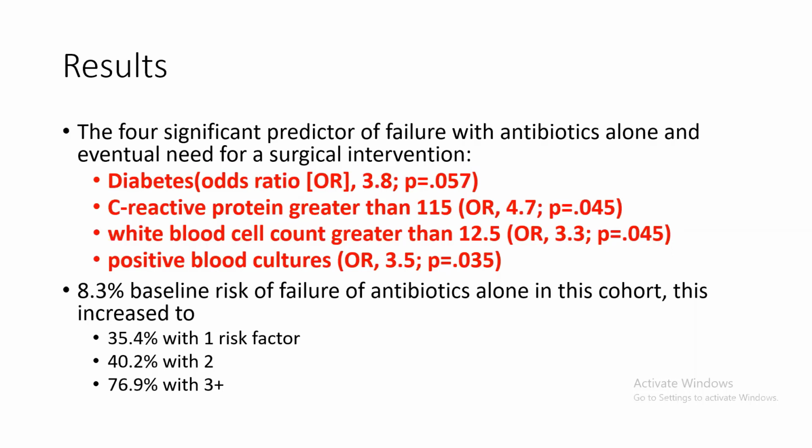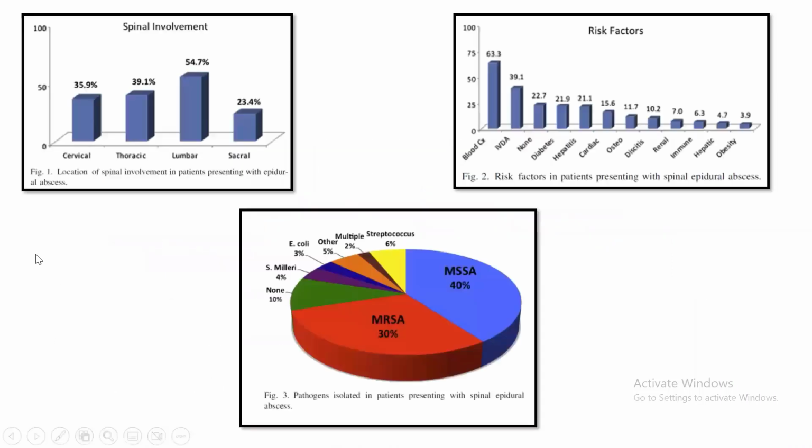So it is something important to keep in mind that if somebody has these risk factors and is likely to fail medical management, do you wait until they develop a neurologic compromise? And I think that the authors address that in the next set of results.